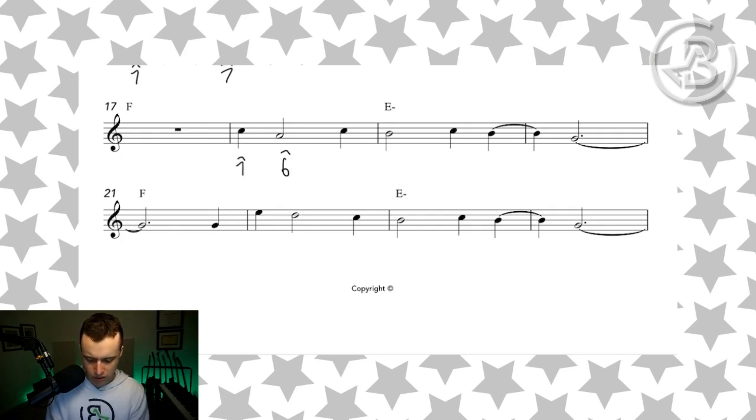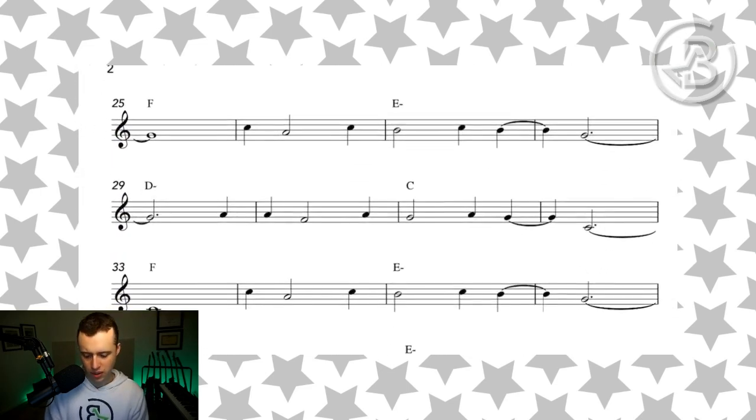1, 6, 1, 7. I know my 7s and my 1s are looking kind of similar. There we go. 1, 7, 5. 5 is tied to another 5. 3, 2, 1, 7, 1. Let's do that with our 7s, just to be clear. 7, 5 tied to the next page. Look out. Page 2.